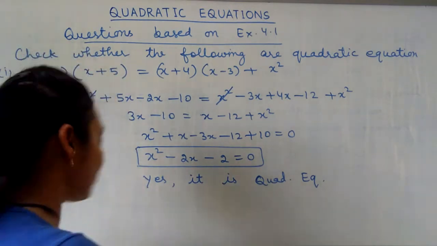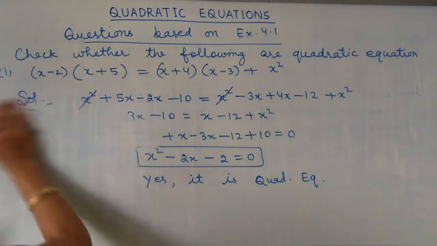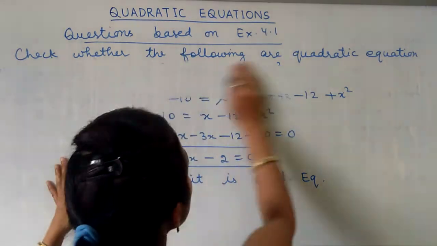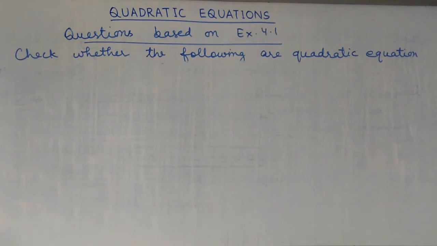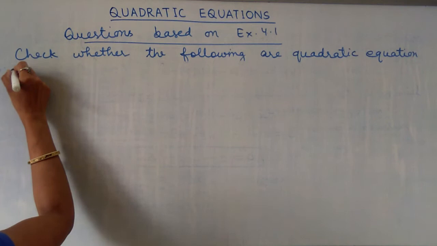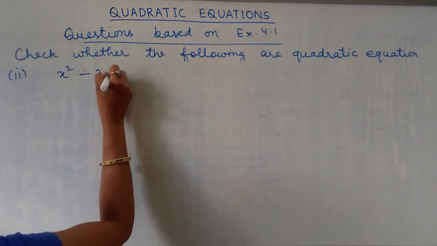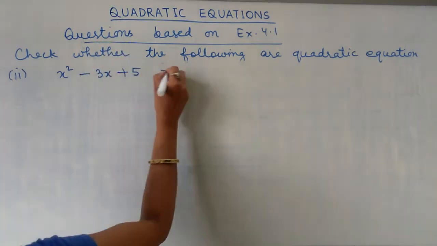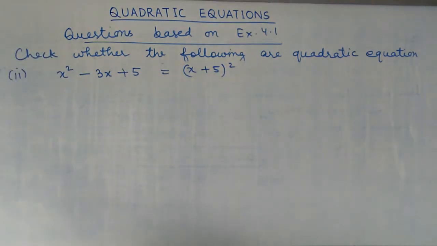Okay, now come to the second part of this question. Second part is x square plus minus 3x plus 5 is equal to x plus 5 whole square. Check whether it is a quadratic equation or not.